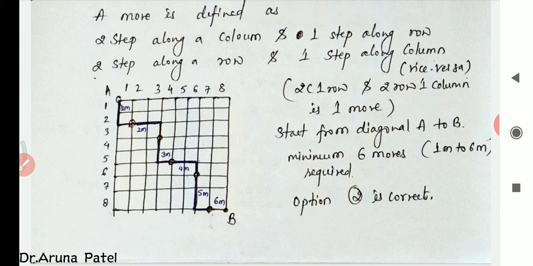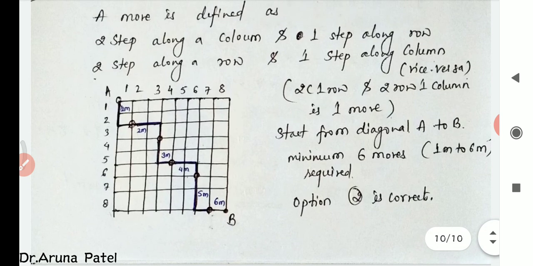So in this way you get 6 moves, and this is the minimum number of moves required from A to B. So this is option number 2. It is asked in the question that we have to go diagonally, so we have to select this path for going diagonally. So option 2 is correct for this question.